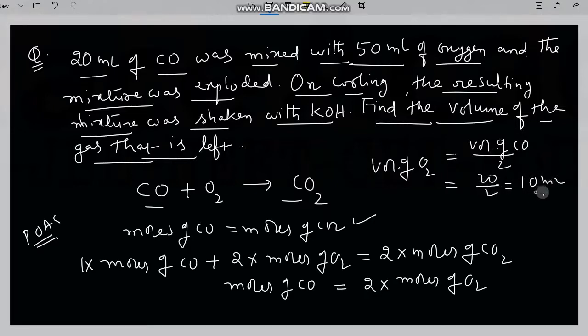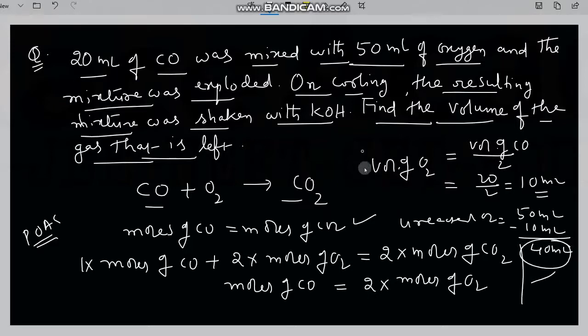ml, which is reacted. So unreacted oxygen is 50 minus 10, 40 ml. Therefore, unreacted O2 is equal to 50 ml minus 10 ml, that is 40 ml. So, the answer for this question is 40 ml.